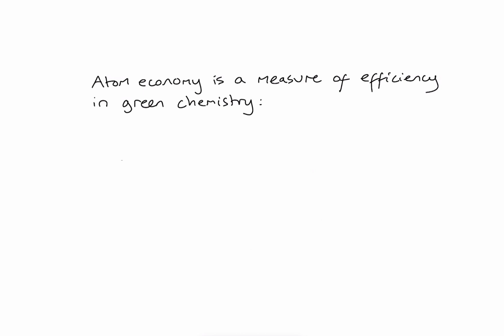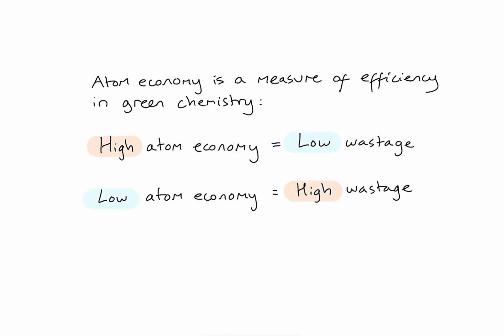We have talked about atom economy, which is simply a measure of efficiency, specifically related to the principles of green chemistry. If I have a high atom economy, it means I have low wastage in my process, which is a good thing. And vice versa, if I have a low atom economy, I have high wastage, which is undesirable. And that's pretty much it for atom economy. Hopefully this video was of some help.